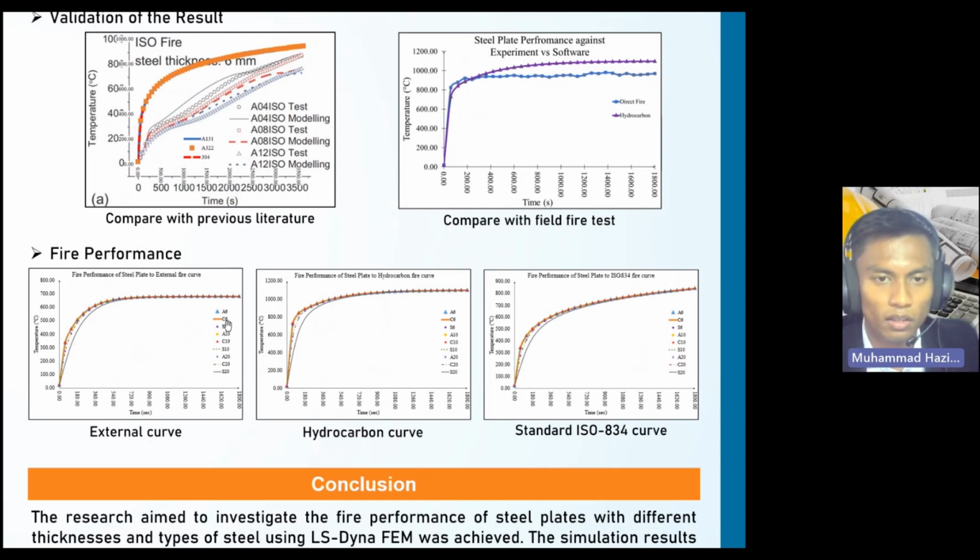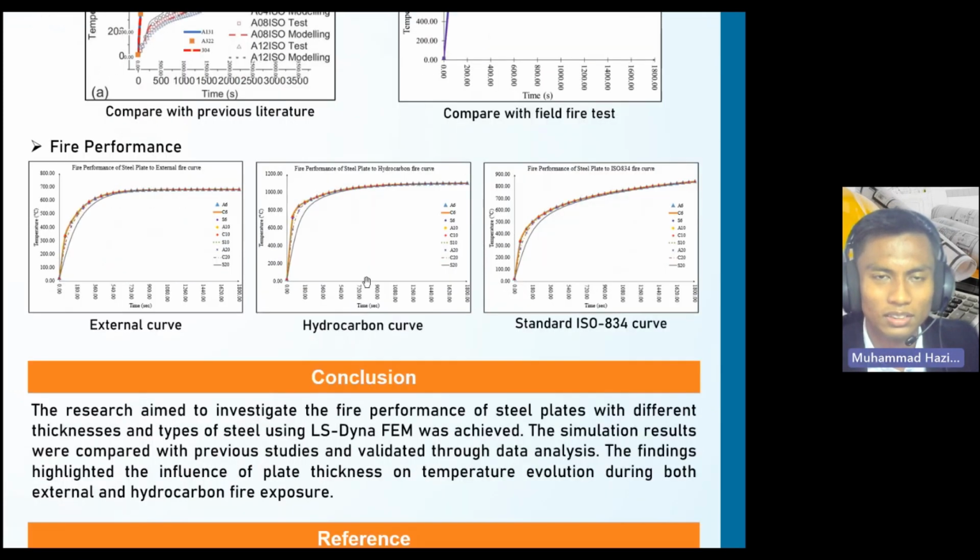As I said before, I use three types of steel: A131 for A, A322 for C, and 304 for S, with 6, 10, and 20 relating to the steel thickness. You can see that the thickness plays an important role in influencing the heat transfer in the steel plate.